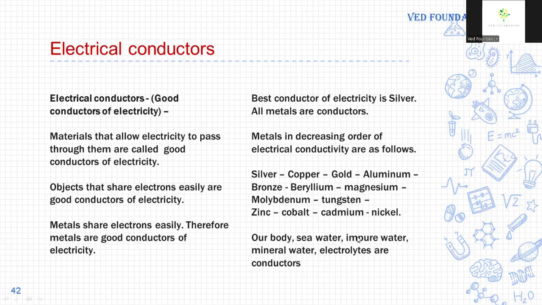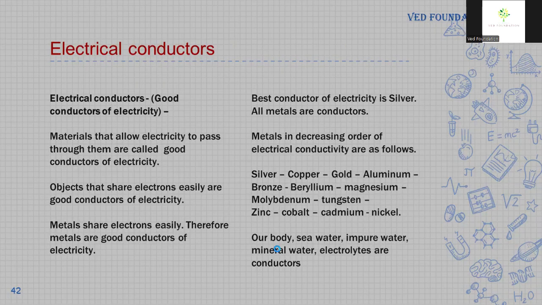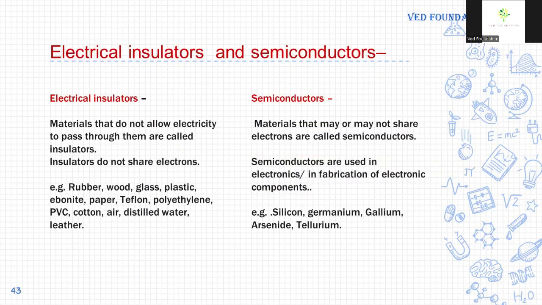Our body, seawater, impure water, mineral water, electrolytes are good conductors of electricity. Electrical insulators. Materials that do not allow electricity to pass through them are called insulators. Insulators do not share electrons because there are no free electrons in an insulator. For example, rubber, wood, glass, plastic, ebonite, paper, Teflon, polyethylene, PVC, cotton, air, distilled water, leather, these are all electrical insulators. They do not allow electricity to pass through them.